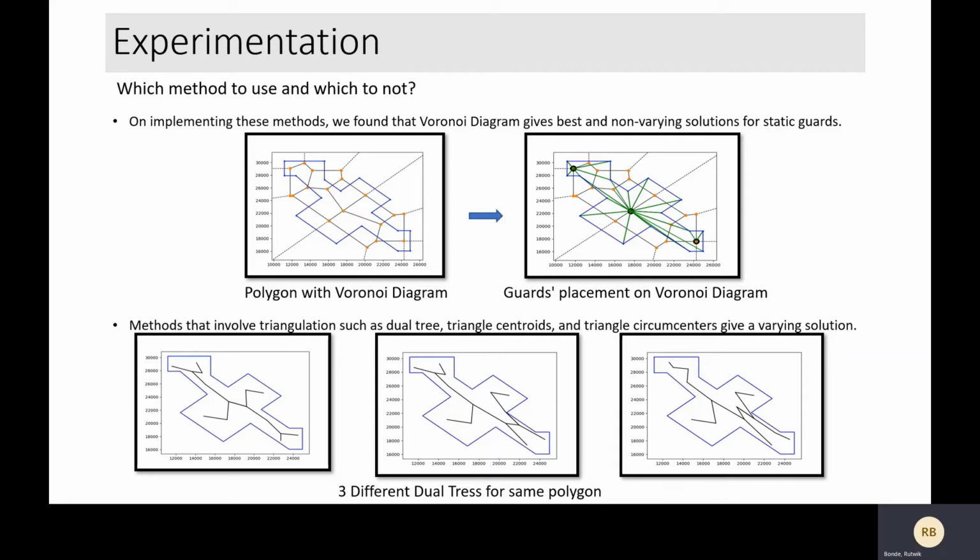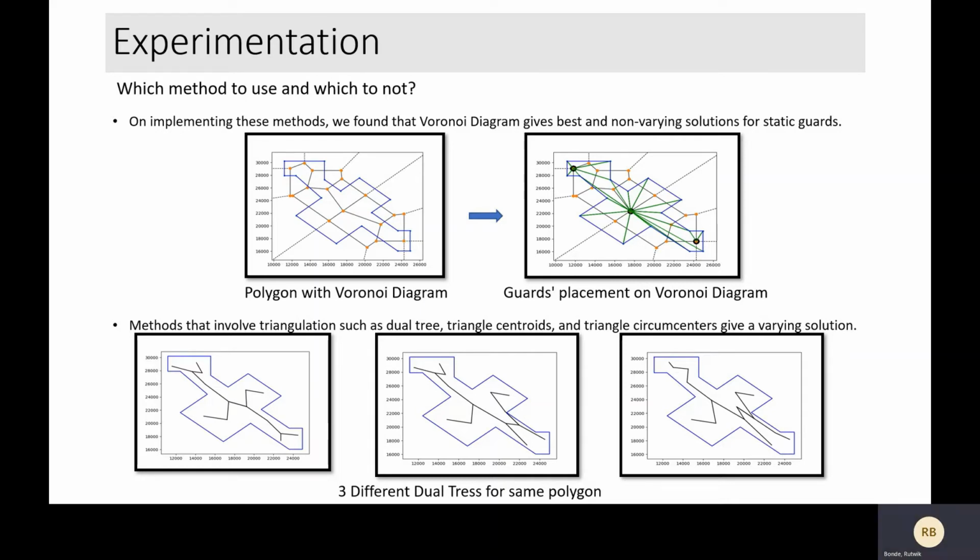On implementing all the methods above, we found that the Voronoi diagram gives us the best and the non-varying solution. Actually, every polygon has only one Voronoi diagram. The Voronoi diagram doesn't vary, and therefore it doesn't give a varying solution. Repeatedly, it gives the same solution, which is a good thing for our results.